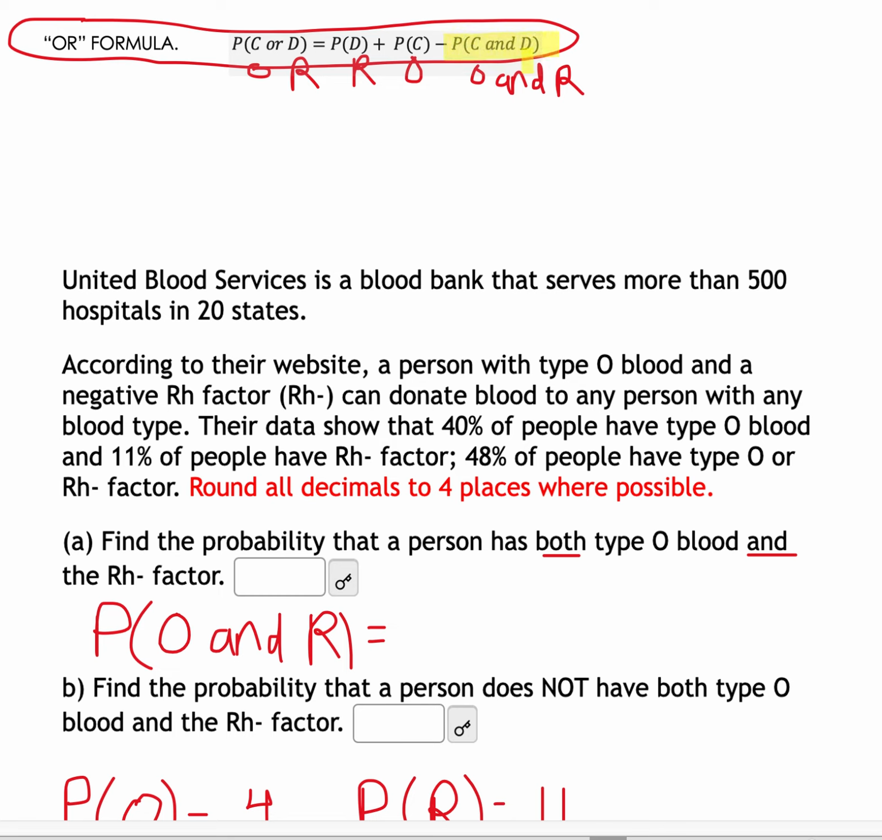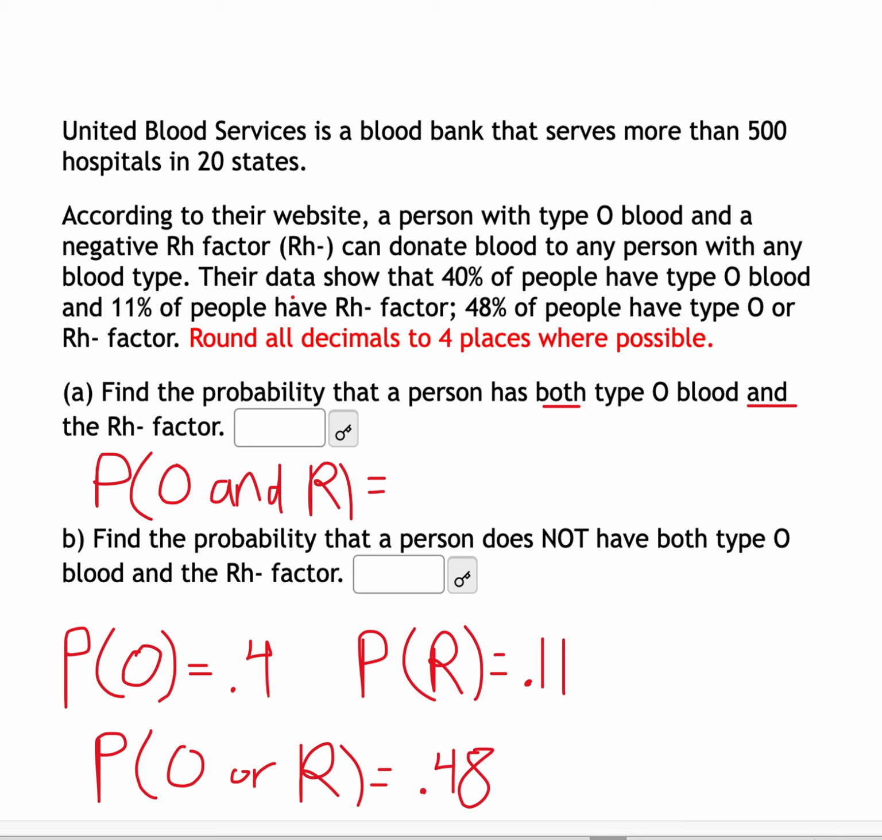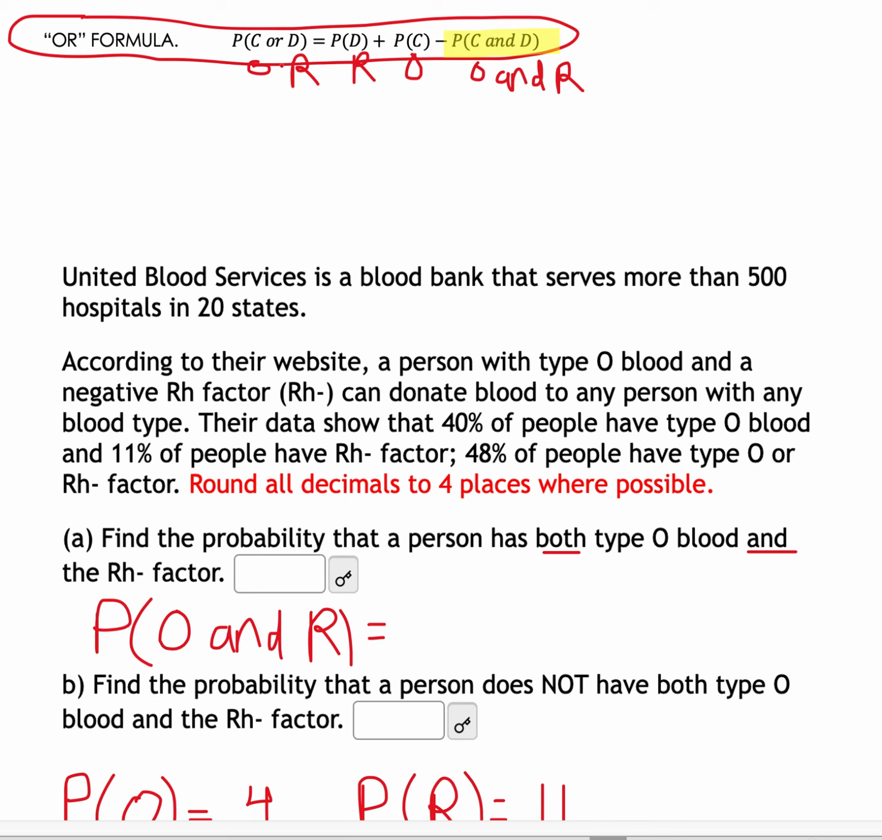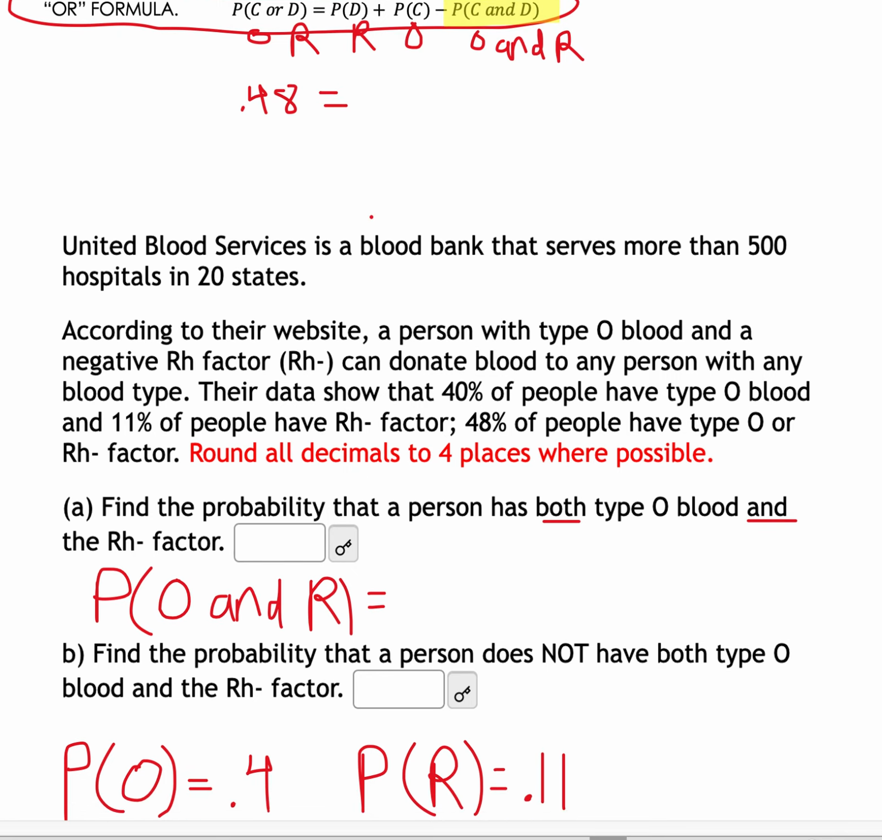The probability of O or R we found was 0.48. So I'm going to plug that in here for my OR statement. The probability of R we said was 0.11, plus the probability of O was 0.4. And then we're going to subtract the probability of O and R. That's what we're looking for. That's our unknown.